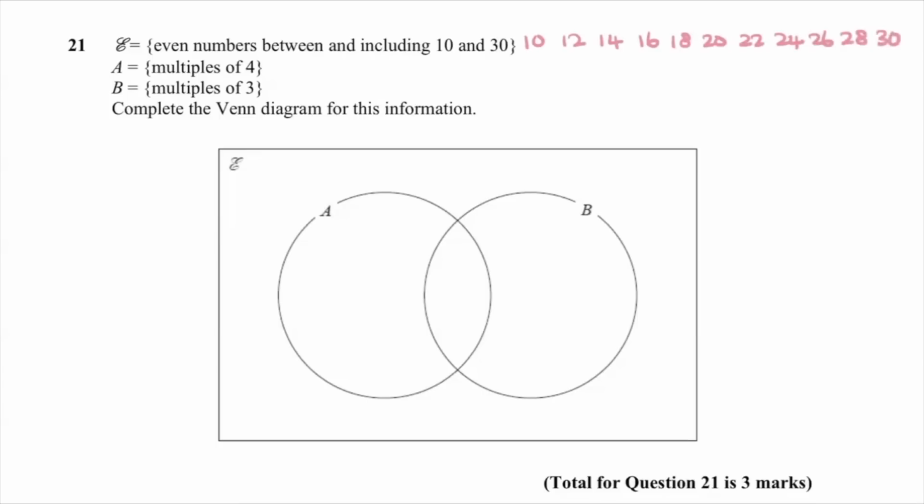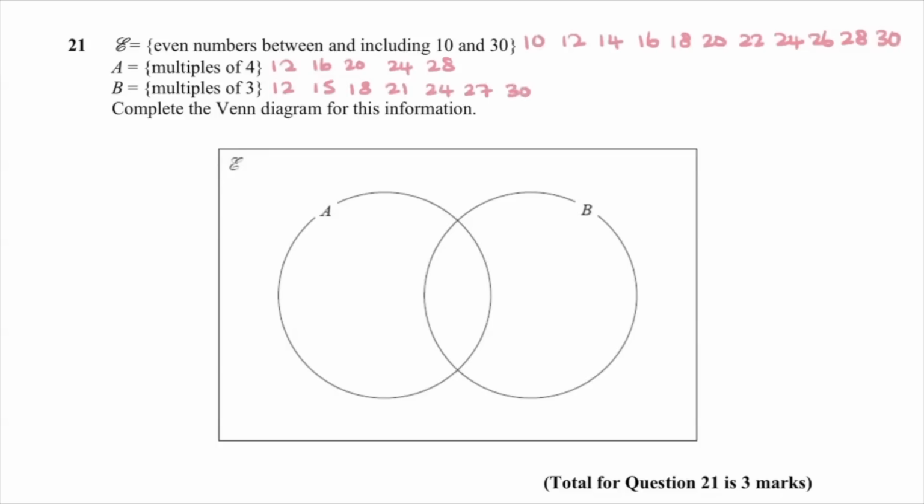We're also being told that it's going to be the multiples of 4. Now, we don't want the whole 4 times table, just the ones that lie between 10 and 30, and then the multiples of 3. Now, I personally think it's easier to just list them all out between those numbers. So we've got 12, 15, 18, 21, 24, 27, and 30.